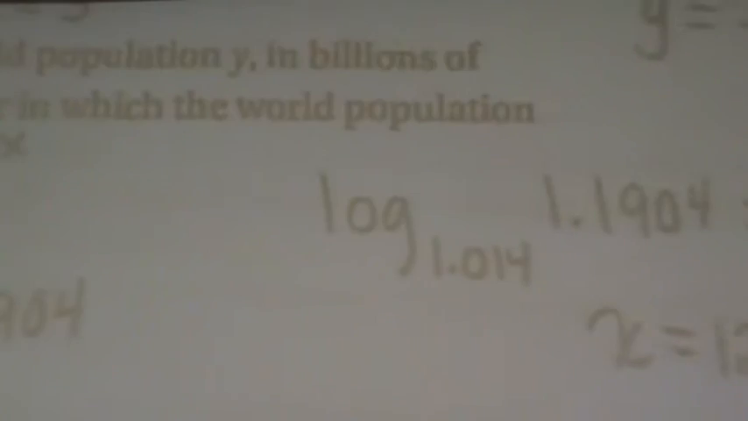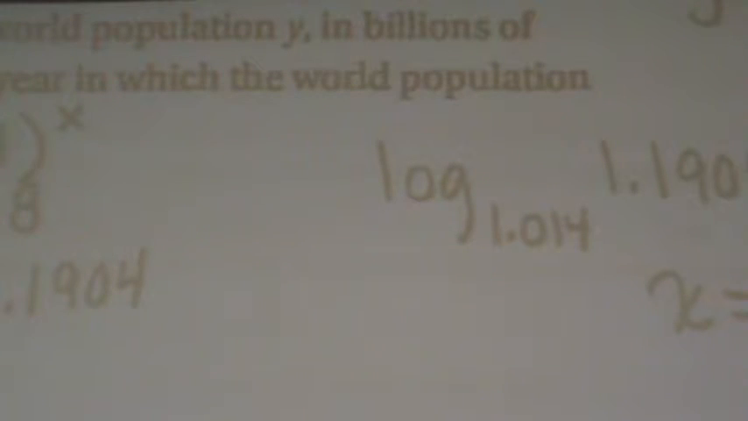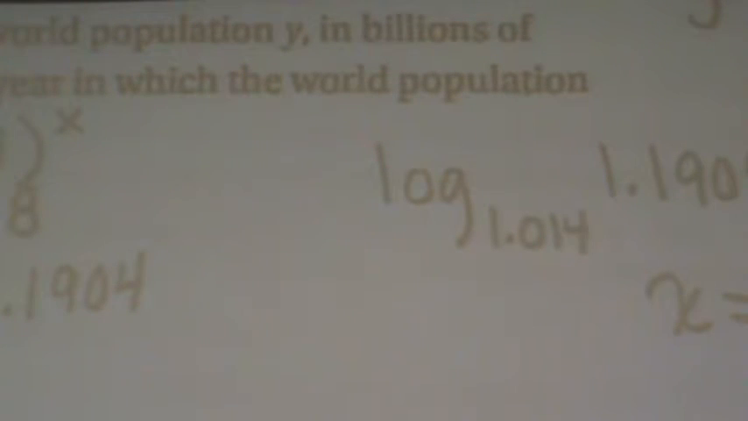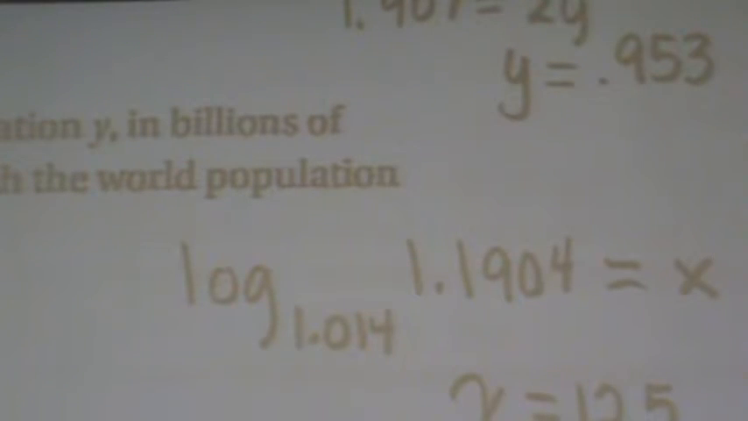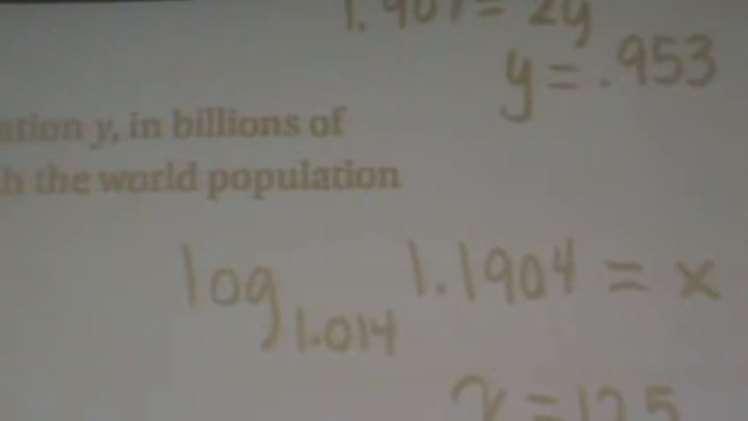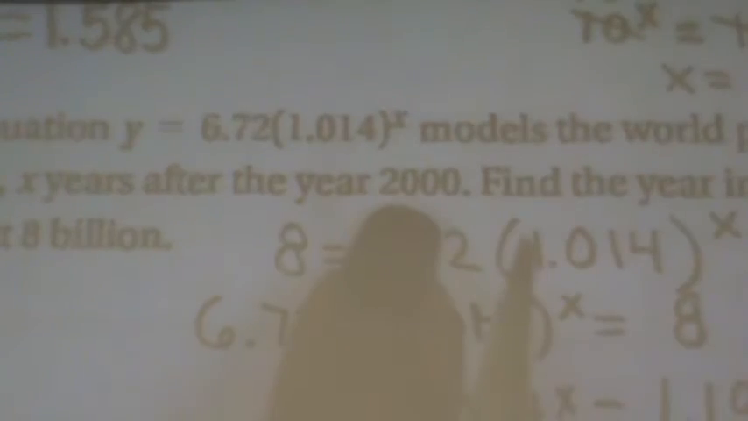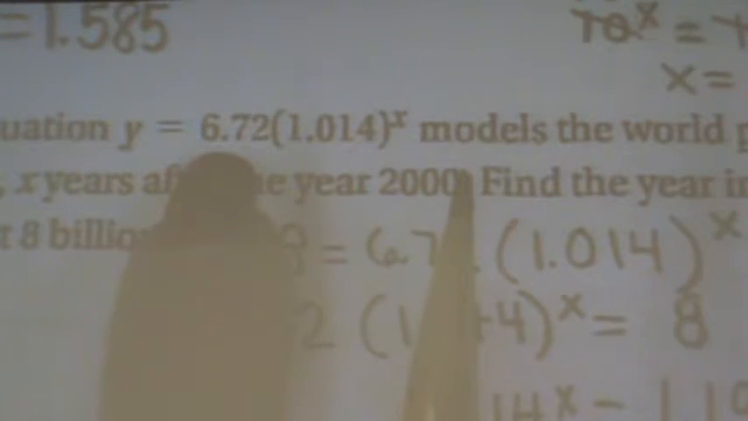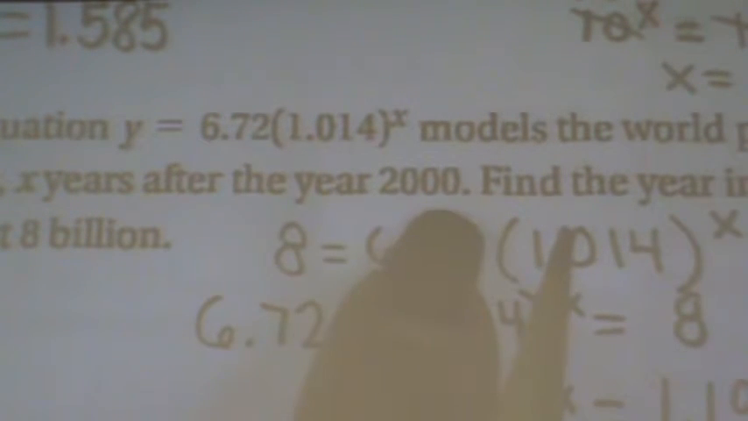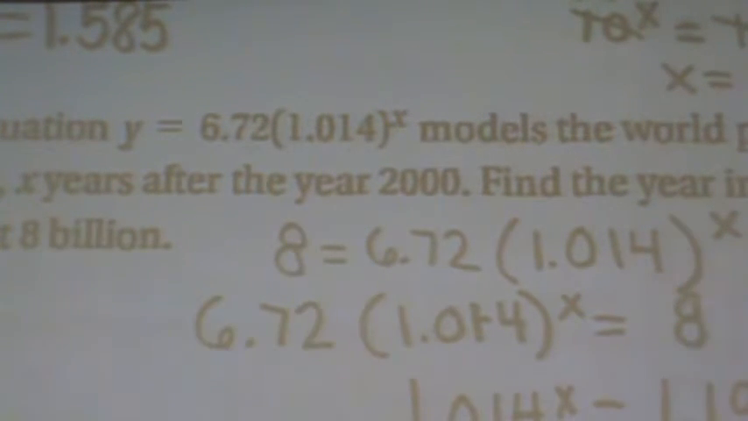So let's see if we understand what this question is asking. After the year 2000, you would add 12 and a half years. So in the year 2012, in between, like 12 and a half years after that, the world population will be about 8 billion. It's growing. So in 2000, it was about 6.7 billion, and then in 12 and a half years, it'll be 8 billion. Does that make sense? Does that sound right?